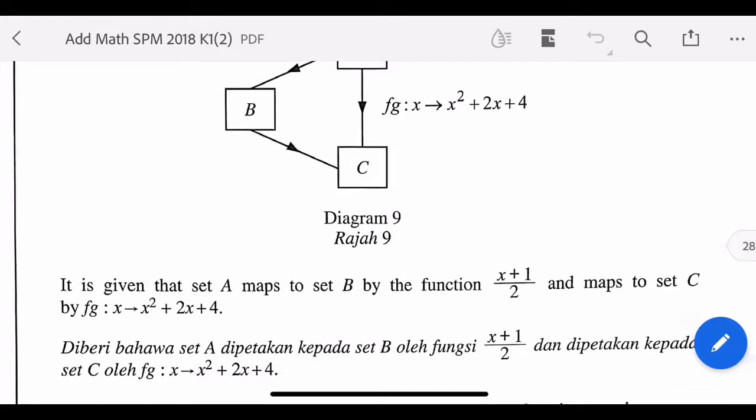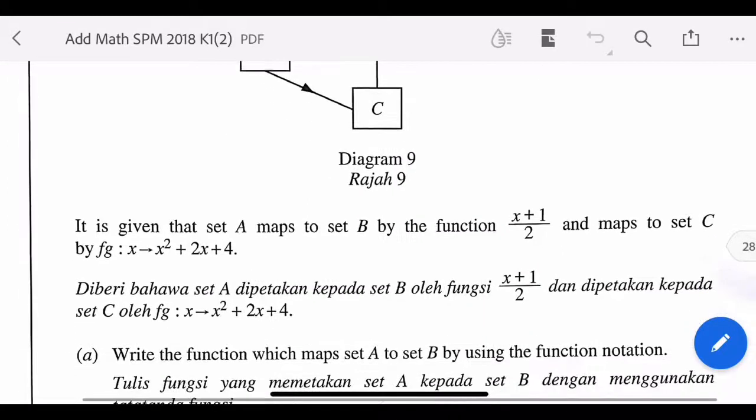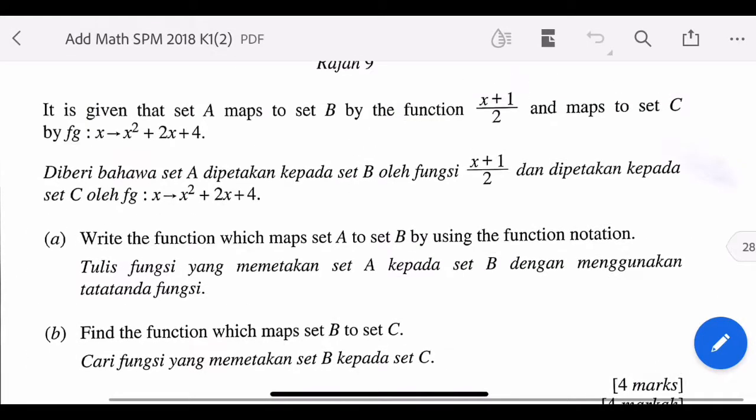It's given that set A maps to set B. Okay, A is the object, mapped to set B is the image. A maps to B. You see the arrow? And the function given is x plus 1 over 2. They give you the function for A to B. And then the set A also maps to set C directly. So you are given fg(x), which is equal to x squared plus 2x plus 4. So you are given composite function and function, right?